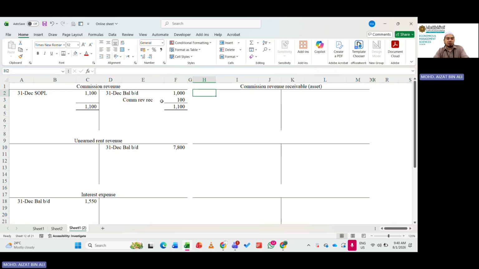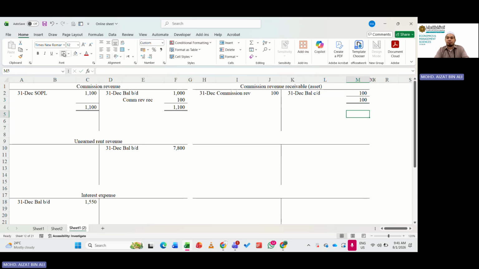So here in commission revenue, it is on the credit side. So in commission revenue receivable, it will be debited. Commission revenue, 100 ringgit. So it fits the nature of the account. Debit side to increase, which is the assets account. Now we can simply close the account. Balance CD, 100 ringgit. Then 100 ringgit. Balance BD, 1st January. Is it December? Yes, December. So that's number one.